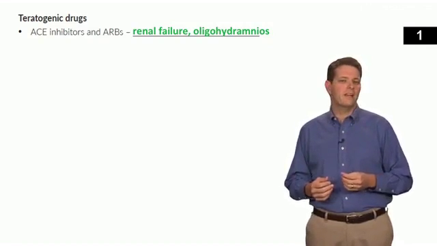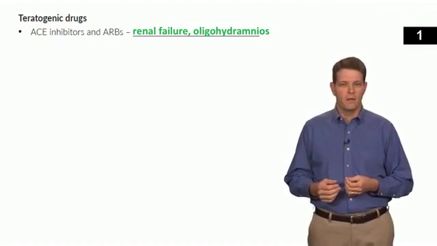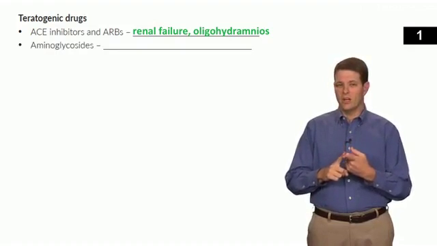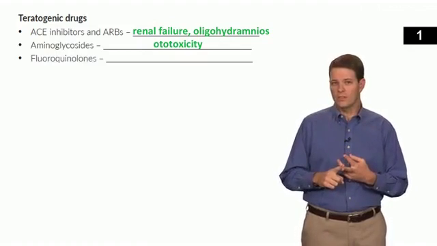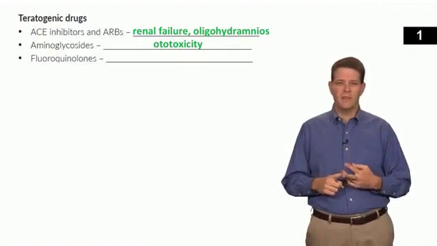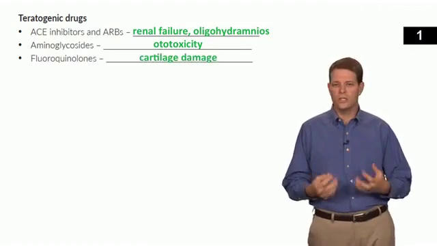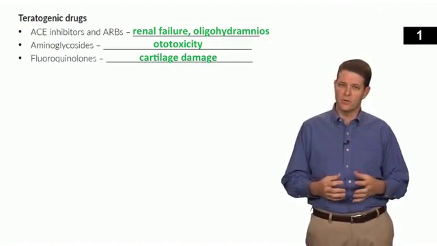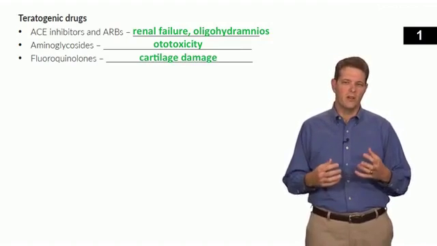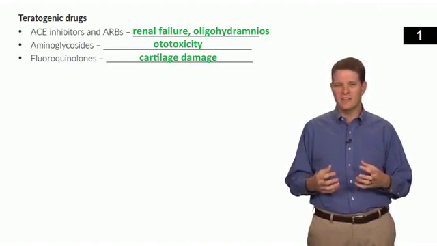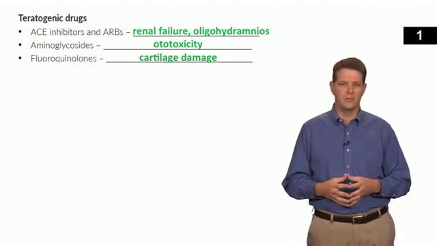There are also 3 big classes of antibiotics that you should know about. Aminoglycosides like gentamicin can cause ototoxicity and cranial nerve 8 damage. Fluoroquinolones like ciprofloxacin or levofloxacin have a theoretical risk of causing cartilage damage in the fetus and also in children, based on animal studies. So generally we try to avoid quinolones in pregnancy, although there really isn't good definitive data that these actually cause any problems in humans.